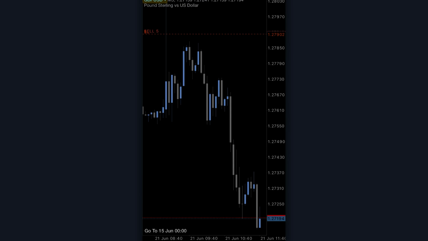Marking supply and demand is very important. If you mark it incorrectly, you'll mess up your entire strategy from the beginning. But if you do it right, you'll be able to get sniper entries like this, and this.